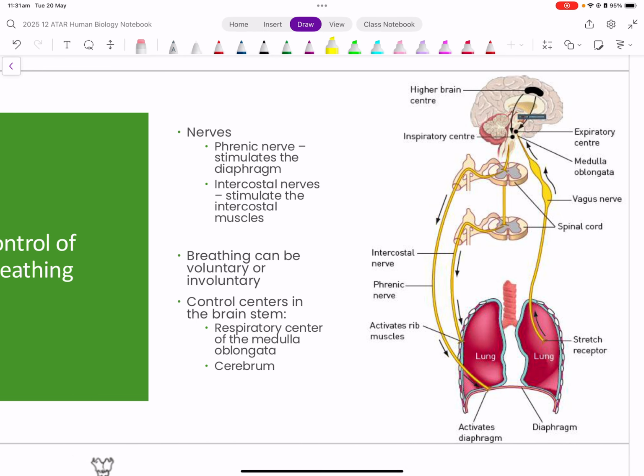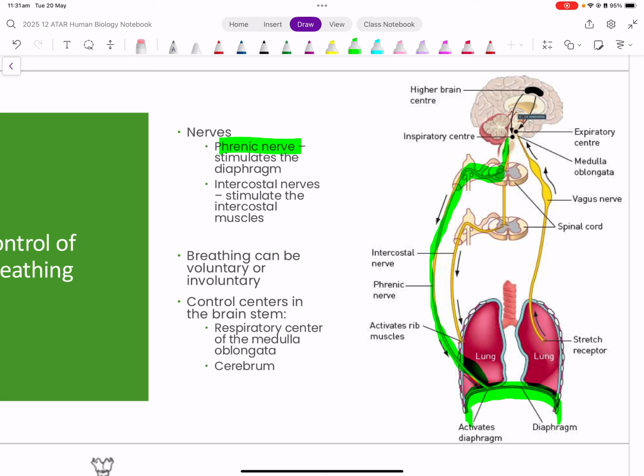So there are two really important nerves that we need to know about. I'm going to use some interesting colours here. We'll start with the phrenic nerve. The phrenic nerve is this nerve which runs all the way down, I'm highlighting it in green now, from the medulla oblongata, from our expiratory centre, and it stimulates the diaphragm, so this muscle that I'm highlighting in green now.